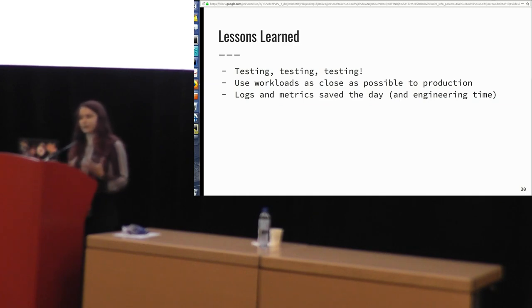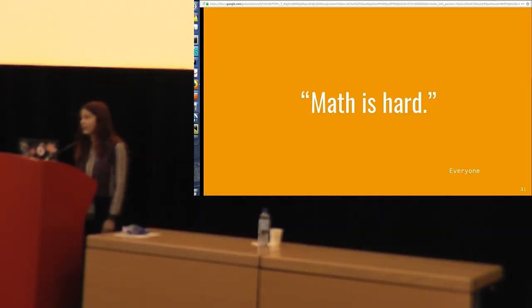We also learned that we discovered this issue so quickly because we actually have logs and metrics. Without metrics, we wouldn't have noticed the intermittent failures. So logs and metrics save the day and engineering time. And now I will let Alexandra talk about yet another inglorious bug.